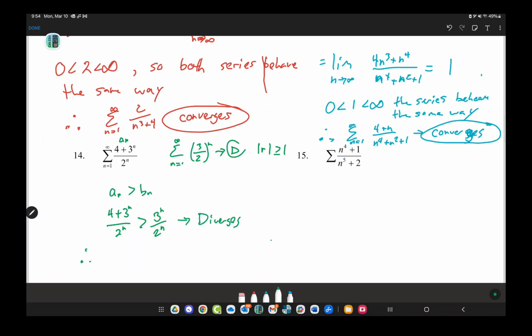The sum as n goes from 1 to infinity of 4 plus 3 to the power of n over 2 to the power of n must also diverge.